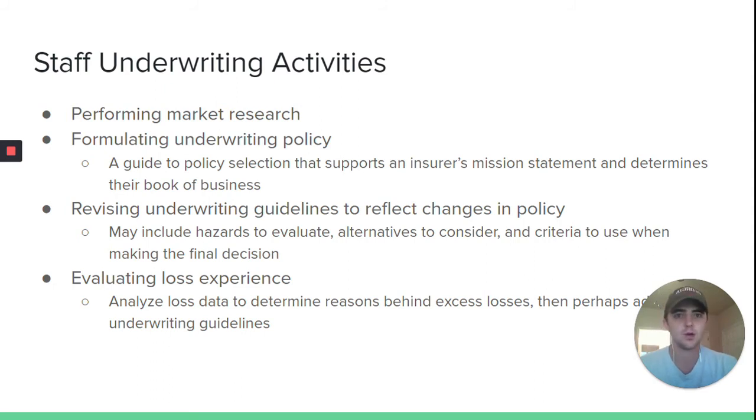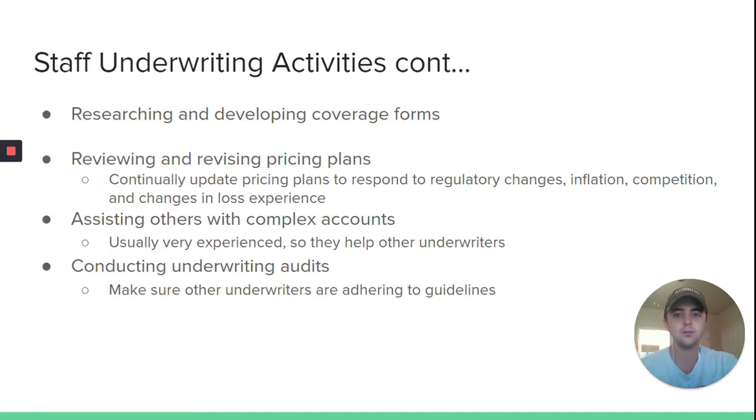They determine what kind of lines of business they want to write. They revise underwriting guidelines to reflect changes in policy. They evaluate loss experience and analyze loss data to determine the reason behind it and what they can change in their guidelines to avoid it in the future. They research and develop coverage forms, and review and revise pricing plans.